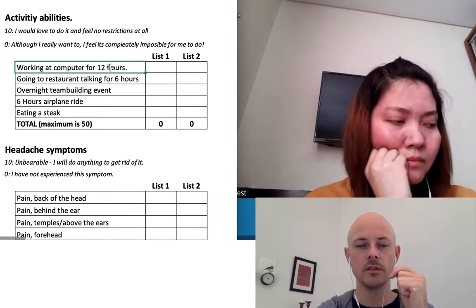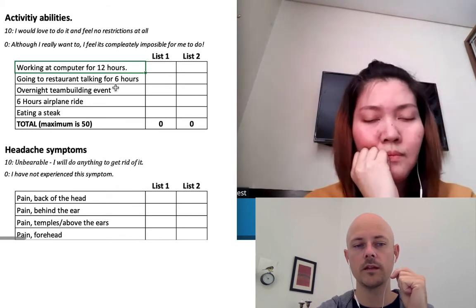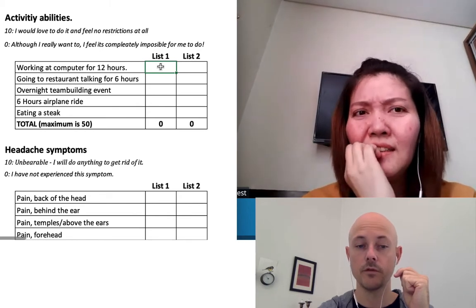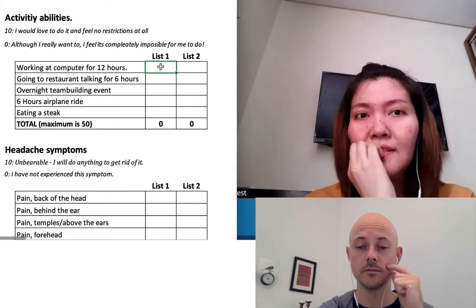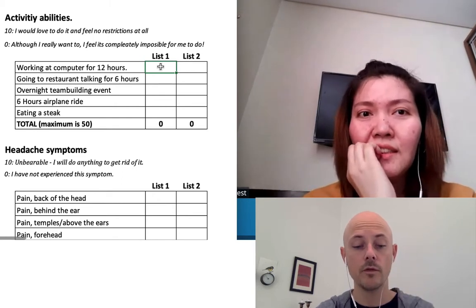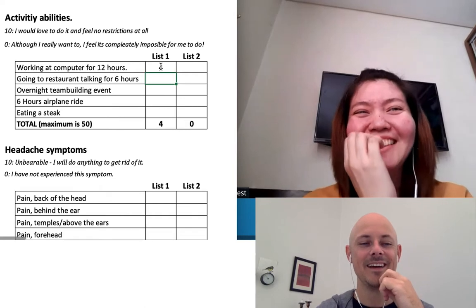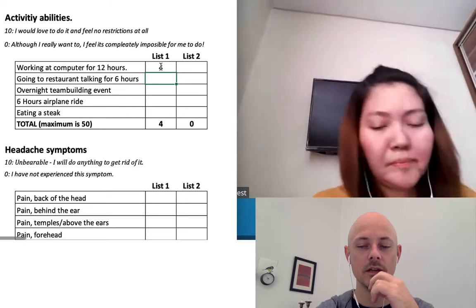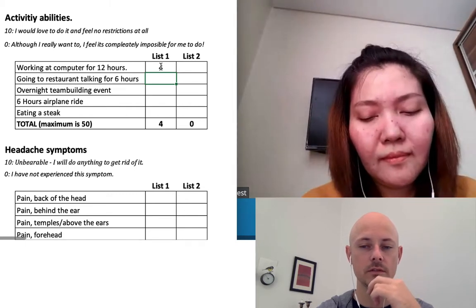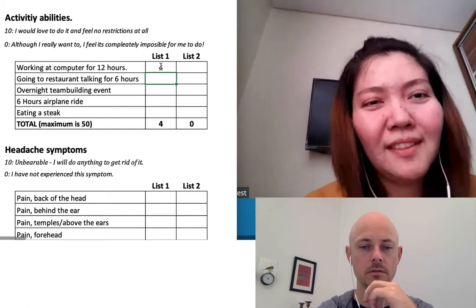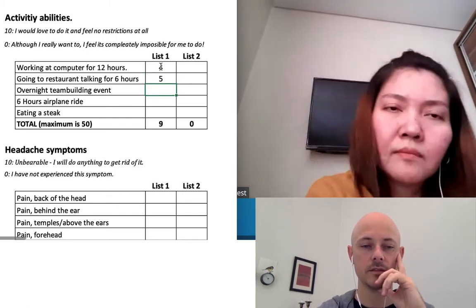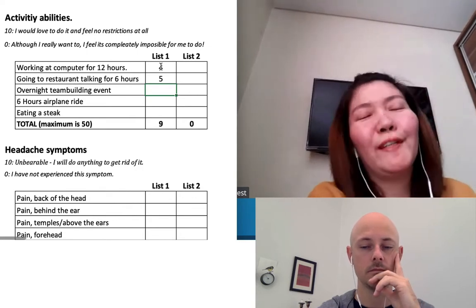So the first activity that you need to give a number is working at the computer for 12 hours. 4. For 12 hours. 4, yes. Okay. And then going to a restaurant, talking for 6 hours. 5. And then an overnight team building event. 4.